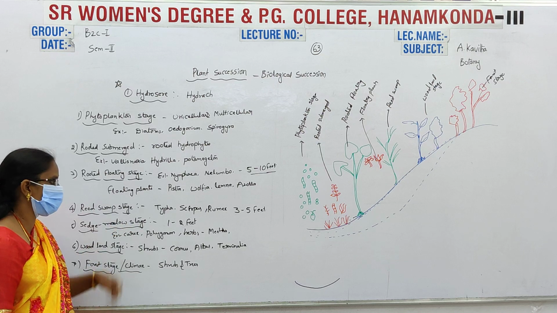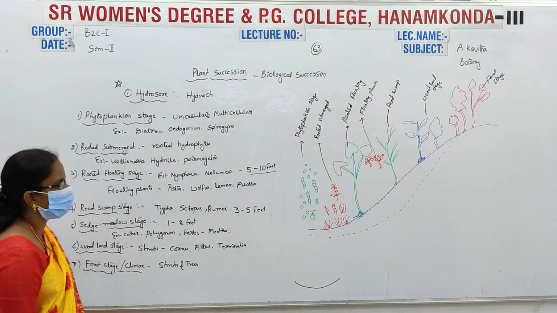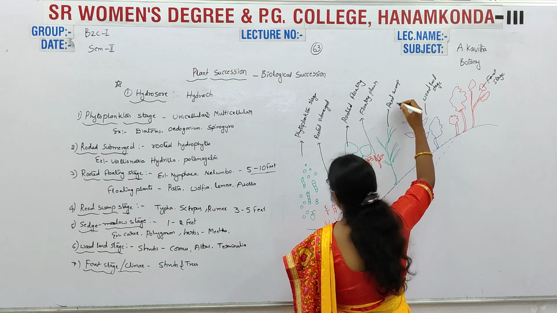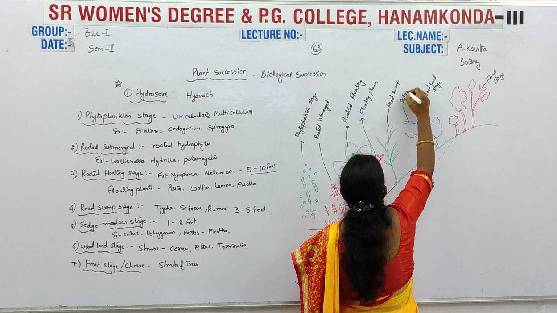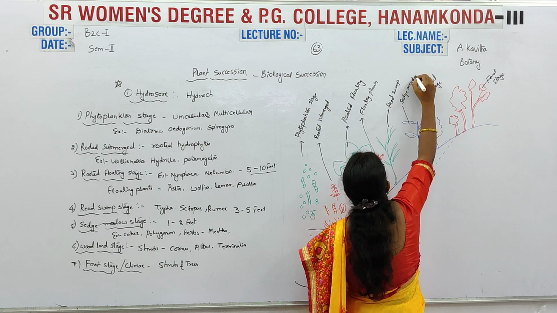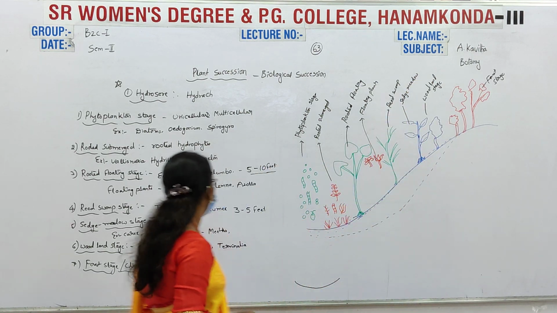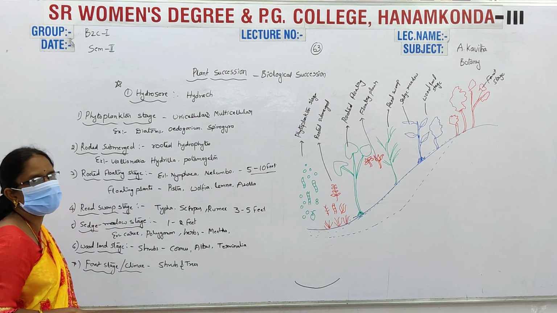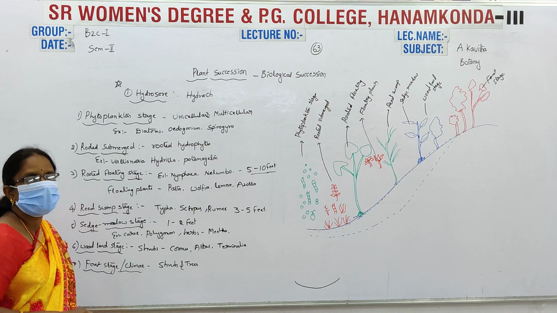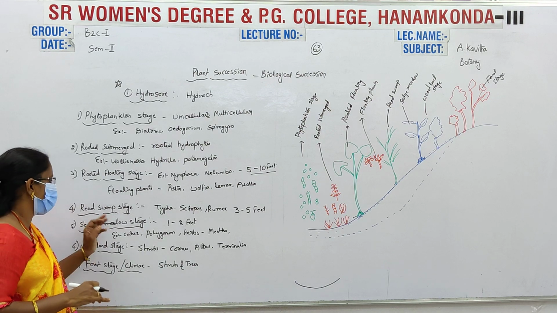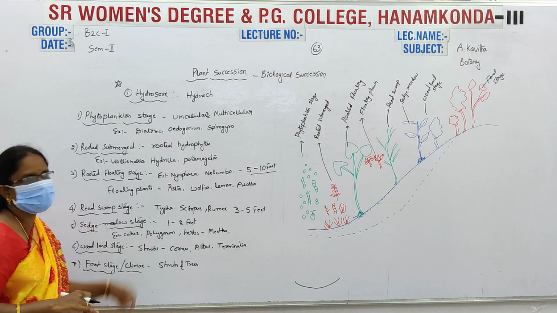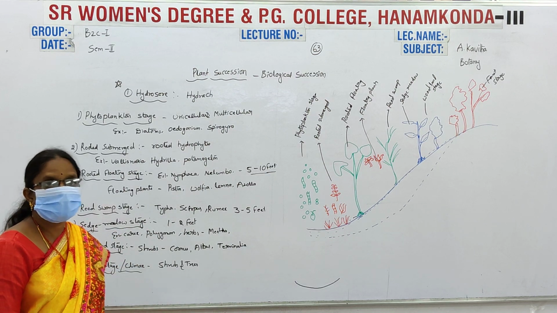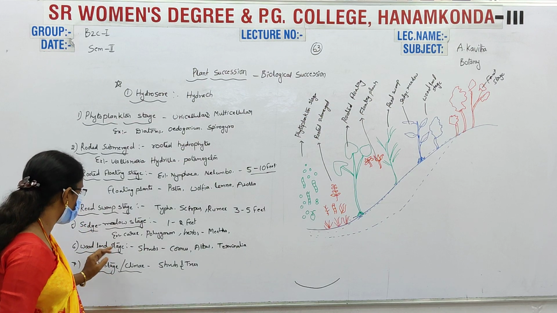And the sedge meadow stage. In the sedge meadow stage, the depth is 1 to 2 feet. This is called the sedge meadow stage. In the sedge meadow stage, small herbs are developed, for example, Mentha, Polygonum. These are developed in the reed swamp stage and sedge meadow stage. The pond depth slowly decreases. And the next one is the woodland stage.